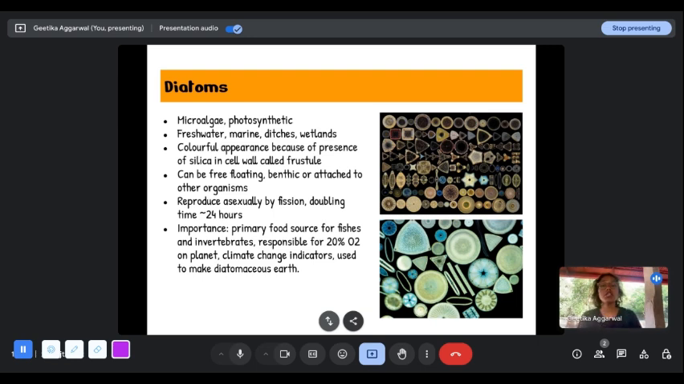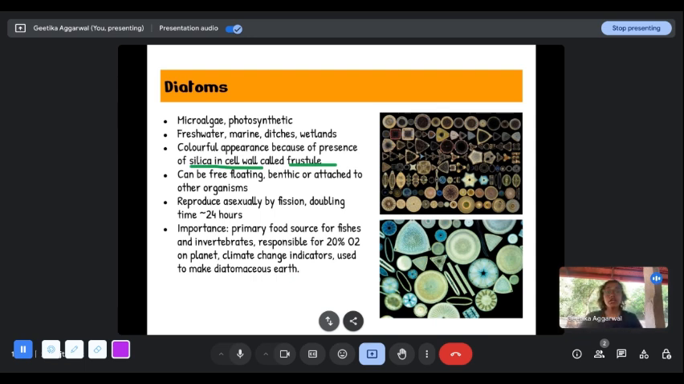Why they're colorful is because in their cell wall they have silica, and this is called the frustule. So they have silica present in the cell wall, which gives them such pretty patterns and colors, and this is called the frustule. These diatoms can either be free floating or they can be benthic, which means they're found at the floor of the river or the ocean, or they can be attached to other organisms. They reproduce asexually by the process of fission, and their doubling time is approximately 24 hours.